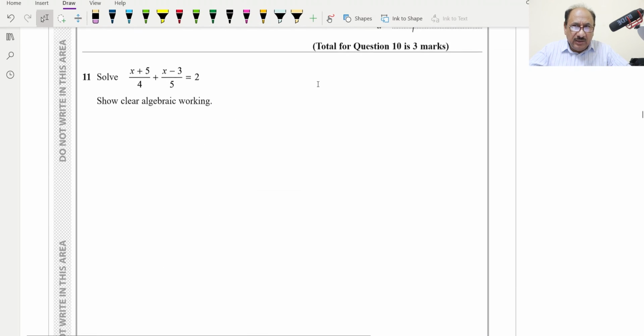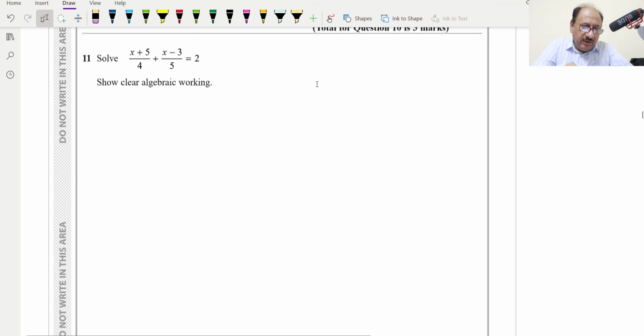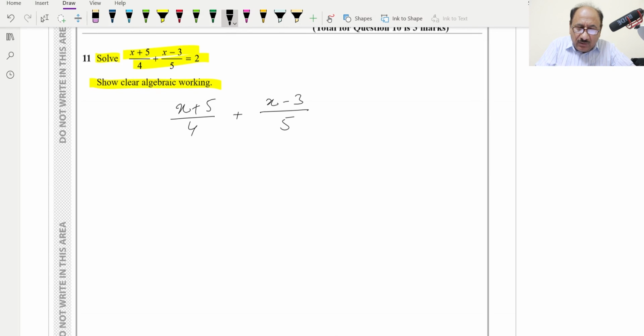Now question number 11. Question number 11 is an algebraic equation. We have to solve this algebraic equation and show the clear working as well. So we will rewrite the question, and while copying the question you will have to be careful. So many students just make mistakes in copying the question, so you will have to copy carefully.